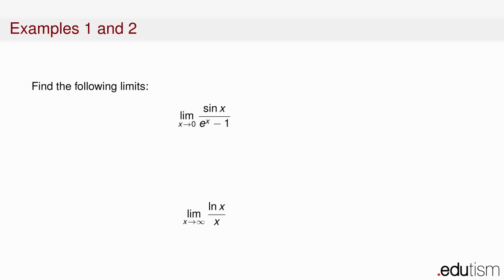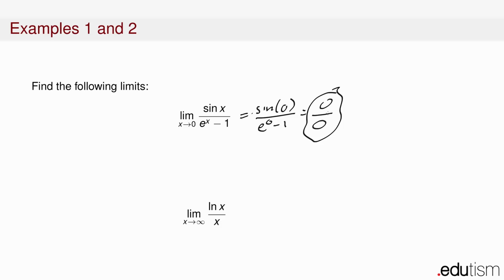So let's use L'Hopital's rule to find the limits here. The first one, we have the limit as x goes to 0 of sine x over e to the x minus 1. So again, the first step is to plug in 0 for x. What do we get? We get sine of 0 on the top, and we get e to the 0 minus 1 on the bottom, which gives you 0 over 0.